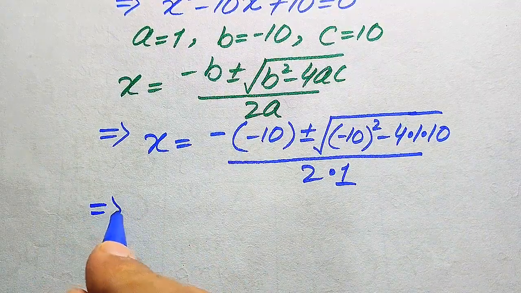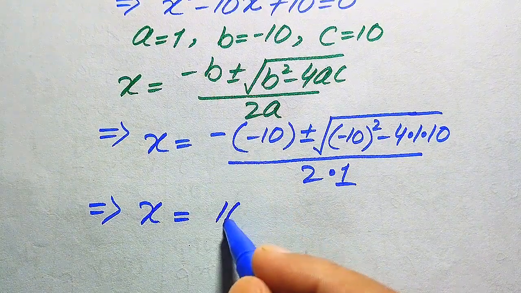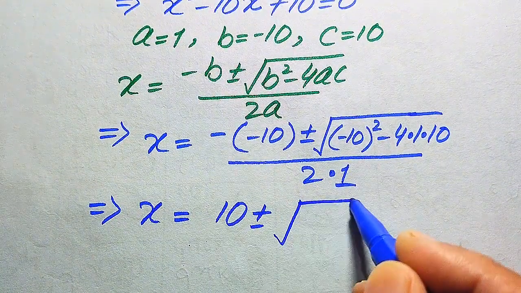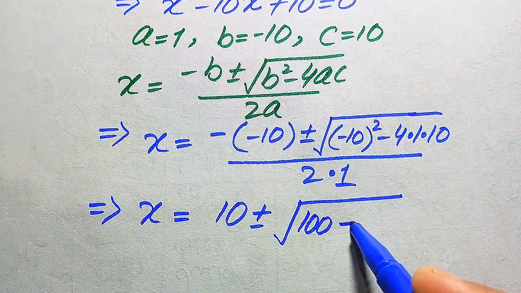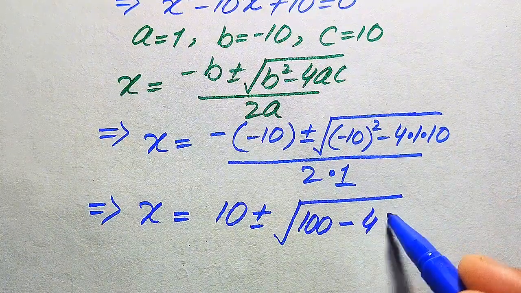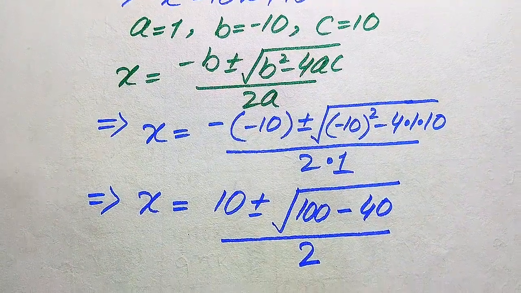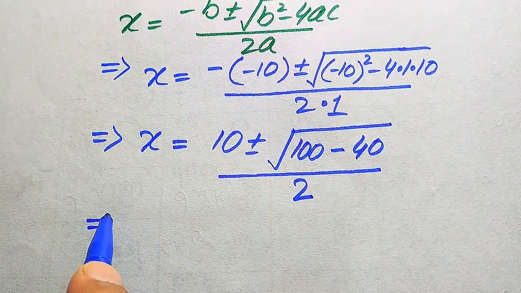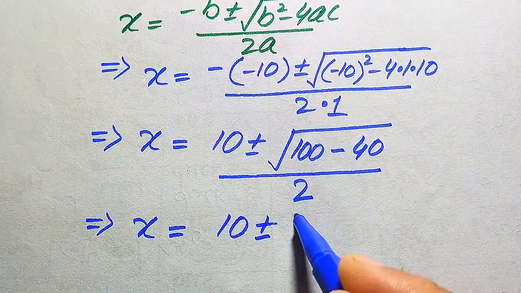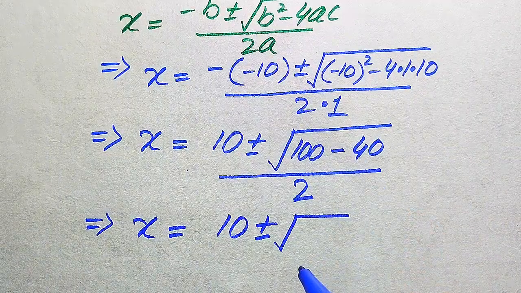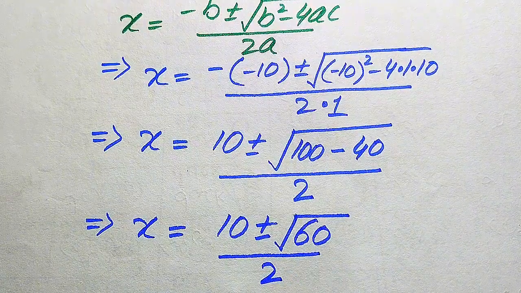So further in the next step we need more simplification, and it will be written as x equals minus times minus becomes plus 10, and plus minus square root of minus 10 square, and minus 10 square becomes 100, minus 4 times 10 becomes 40, and it is divided by 2 times 1 equals 2. And here we need more simplifications, and it will be written as x equals 10 plus minus square root of 100 minus 40, and 100 minus 40 becomes 60, and it is divided by 2.